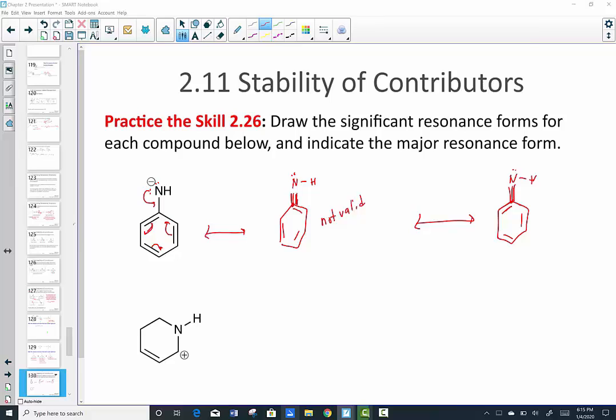So the pair of electrons on the nitrogen really don't move. They don't produce a valid structure. So the only type of resonance structure that could occur for this is really just moving the conjugated pairs, such as this. And when we move the conjugated pairs, we still end up with the same structure. So those are equal valid structures.